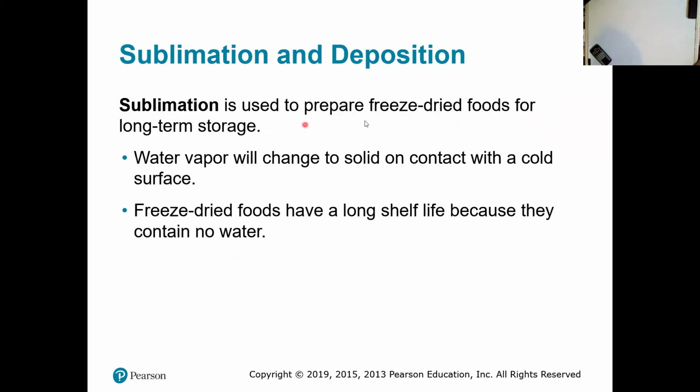Sublimation's common when you're using freeze-dried foods. Freeze-dried foods have a longer shelf life than regular frozen foods because there's no water in them. That water that freezes when you're freezing your food, that's what's going to cause freezer burn, which can shorten the shelf life of frozen goods.